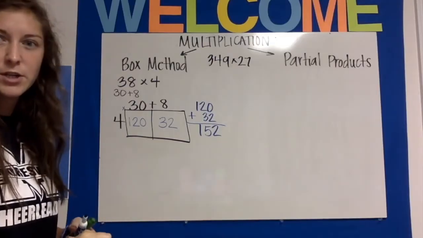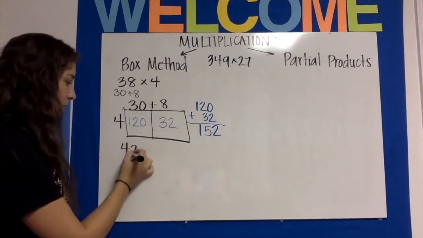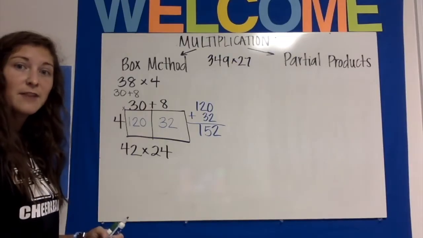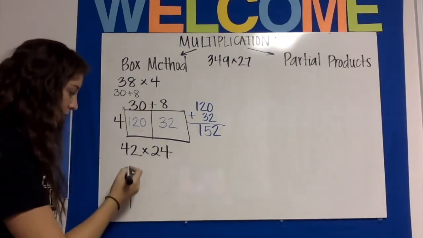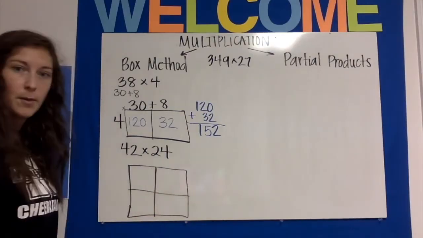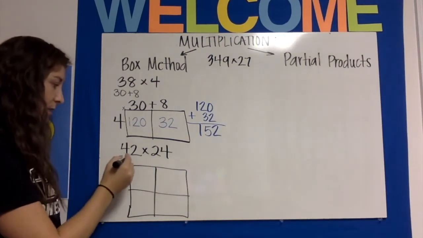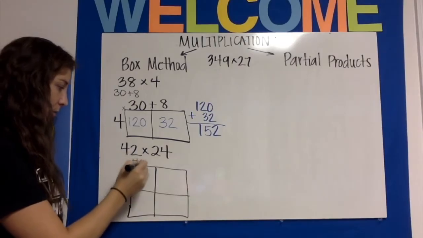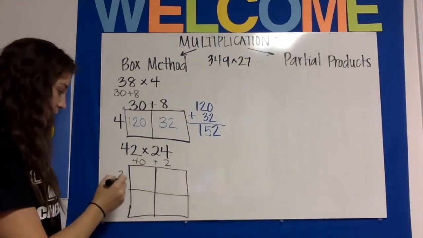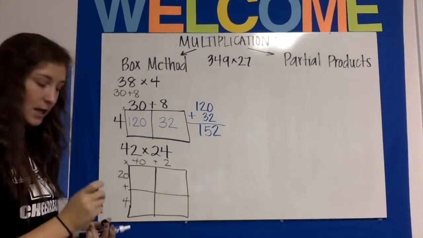Now, I can do another one. This time I'm going to use a 2-digit by 2-digit number so we can see what that looks like. So I'm going to use 42 times 24. All right? This time I have to have 4 boxes. So I'm going to draw my boxes like this. Again, I have to separate it out by place value. So I've got to split apart 42. So 40 plus 2. And then I've got to split apart 24. So 20 plus 4.